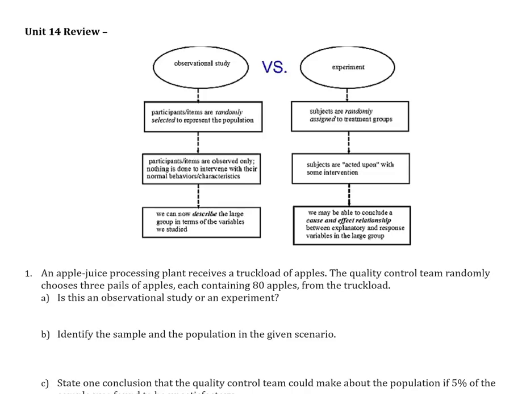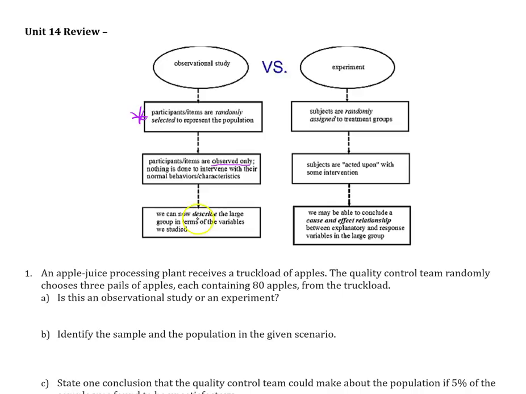All right, final review video of the year, and this is on statistics. Starting off the top, difference between observational studies and experiments. Observational studies have participants that are randomly selected to represent a population. So we have a sample from a population. Our participants are observed only, and nothing is done to intervene with their normal behaviors or characteristics.